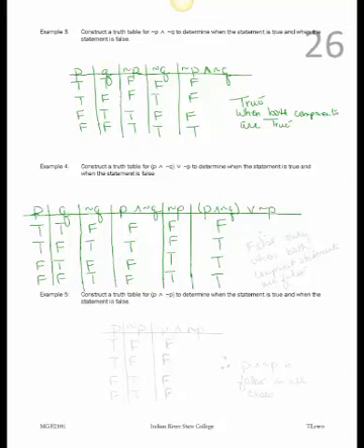Okay, so it says determine when the statement is true and determine when the statement is false. Well, we know when it's false. Just to put this all together: it is false only when both component statements are false. Otherwise, the statements are true.